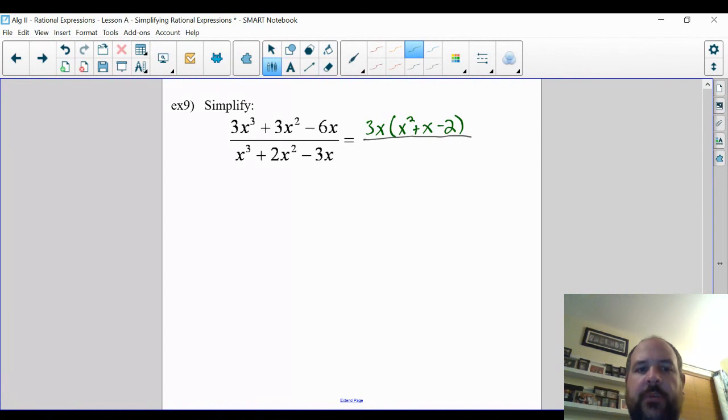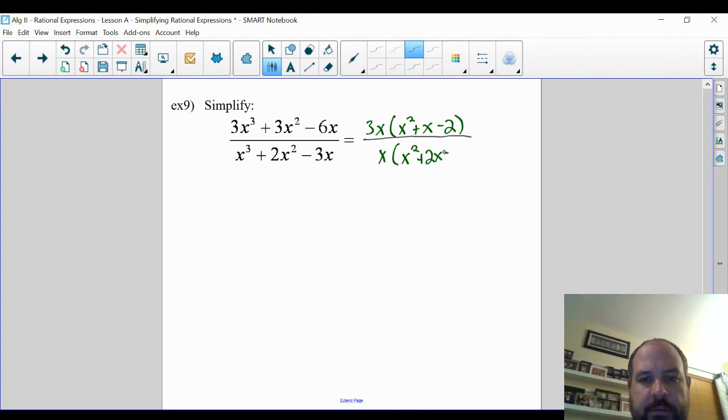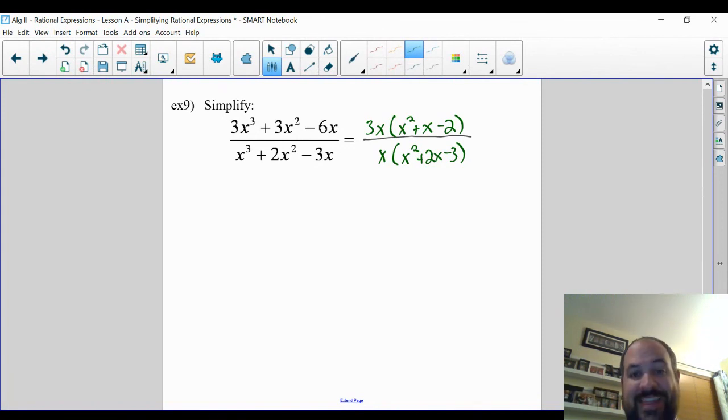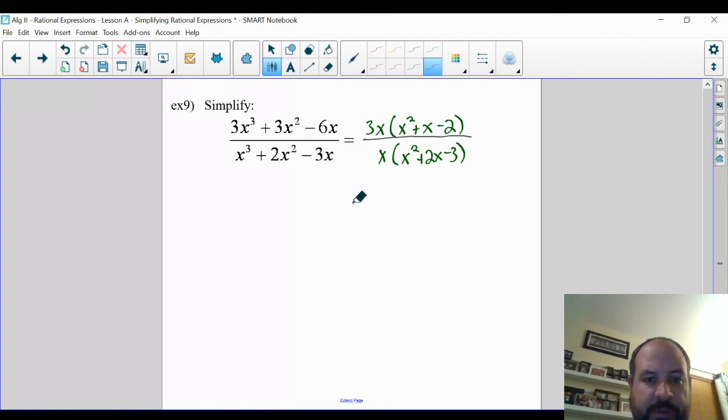In the denominator, I'm going to do the same thing. Look for a GCF. I would have a GCF for x cubed plus 2x squared minus 3x, just x. And then it's x squared plus 2x minus 3. So the next step is I can either cancel as I go along, or I can factor completely and then cancel out all the factors. So I'm going to do that in this case. I'm going to just keep going.